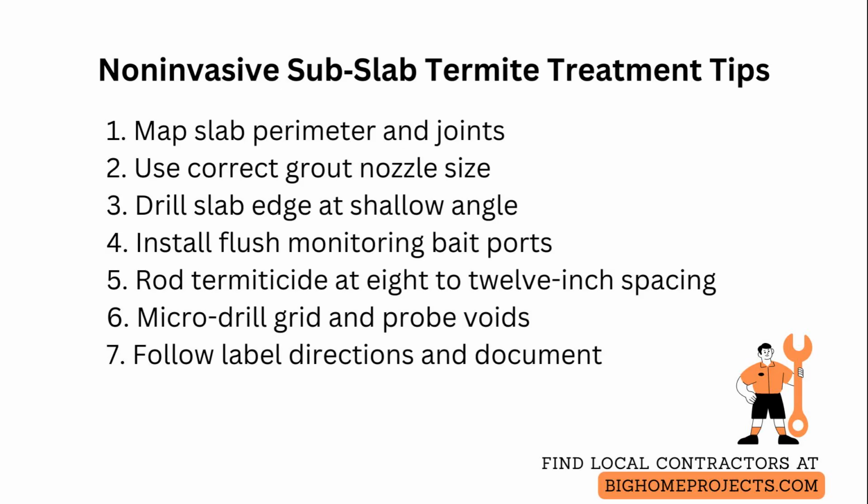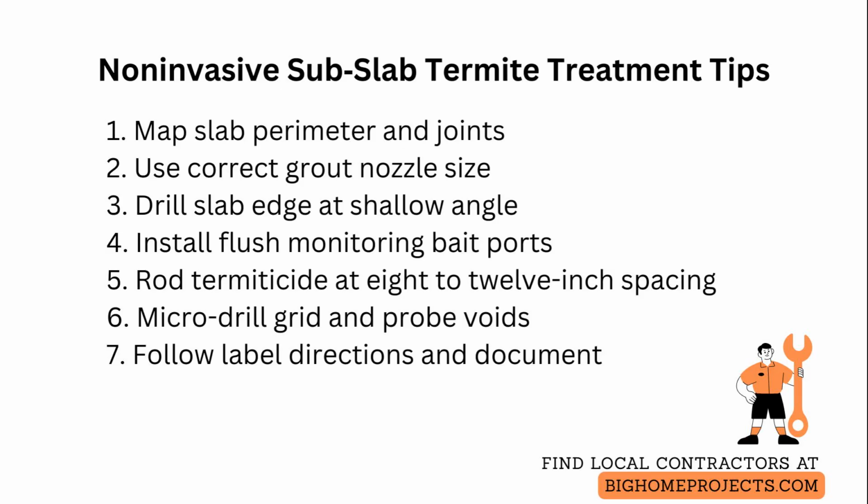For grout injection through exterior drill holes, use a rotary hammer with a masonry bit sized to exactly match the grout nozzle. Drill into the slab edge at a shallow angle to hit the slab edge voids, and inject an expanding cementitious grout that bonds into gaps. This seals pathways and creates channels for termiticide if used afterward.